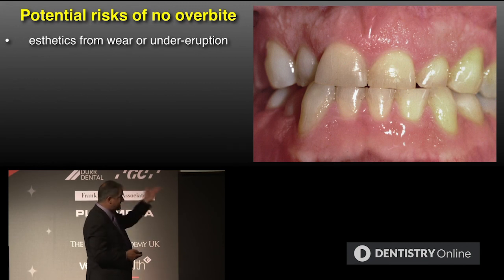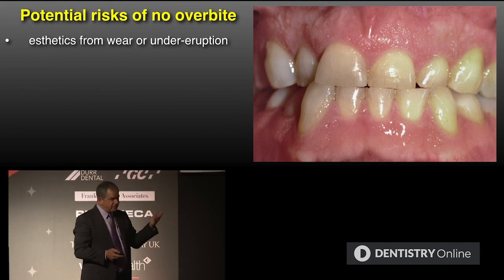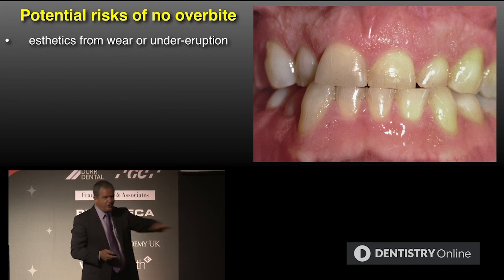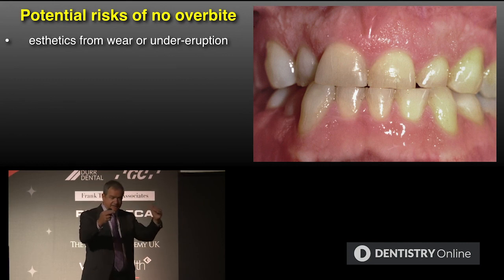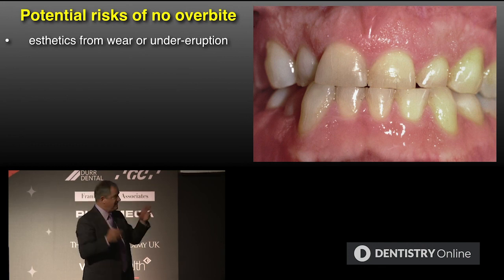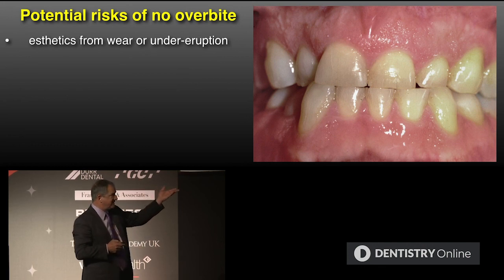Well, one of them is aesthetics, because most end-to-end occlusions have reverse smile lines, unless they've worn the whole arch flat, which he doesn't. He has a reverse smile line. His canines are significantly down, and his canines and premolars look terrific. His four incisors are short. So aesthetically, if you restored these teeth like this in this position, they don't look very good.